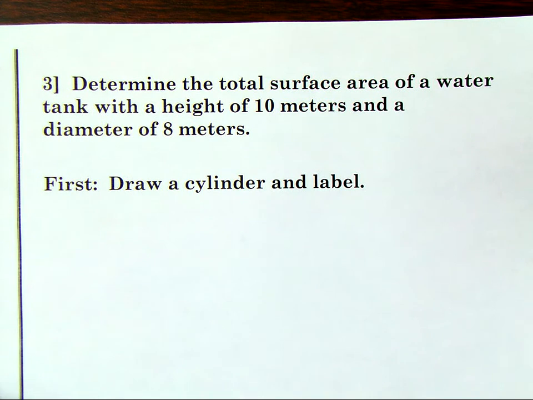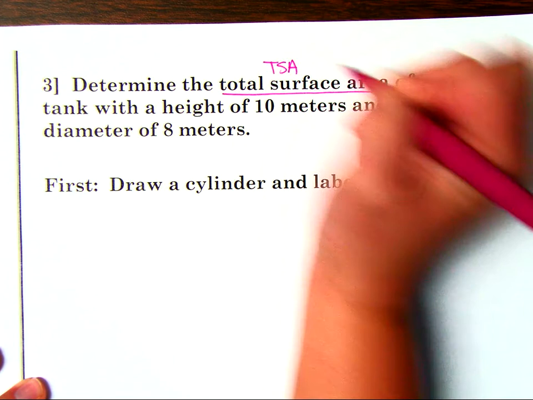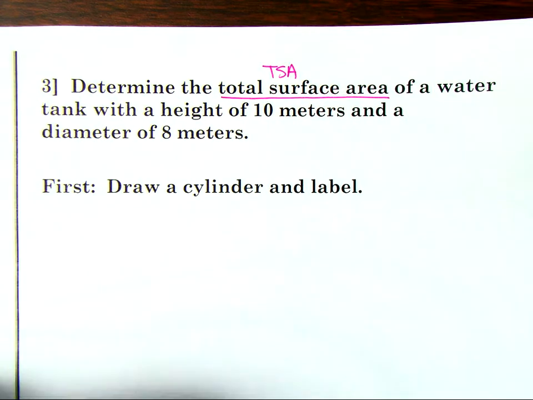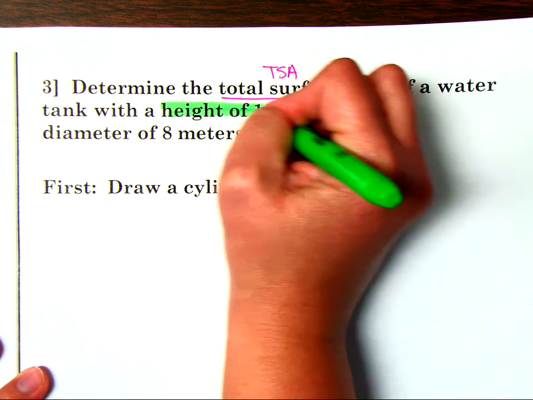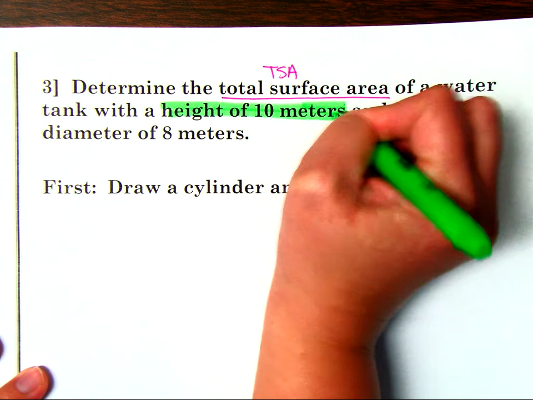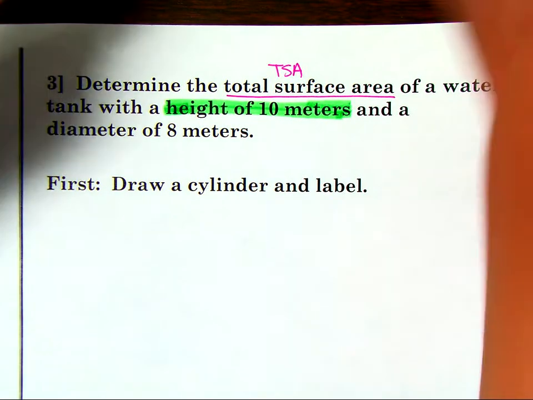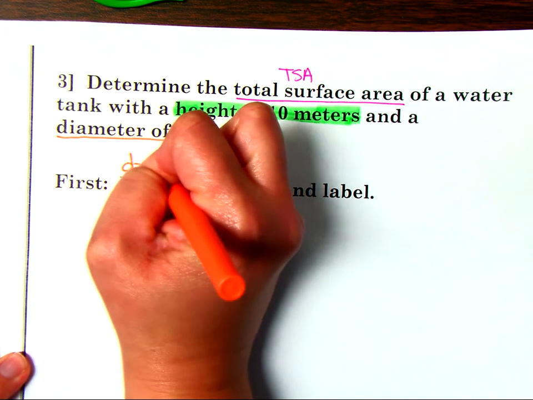Determine the total surface area. So they want the total surface area of a water tank with a height of 10 meters. They've already told me the height. And a diameter of 8 meters. So my diameter is 8 meters.